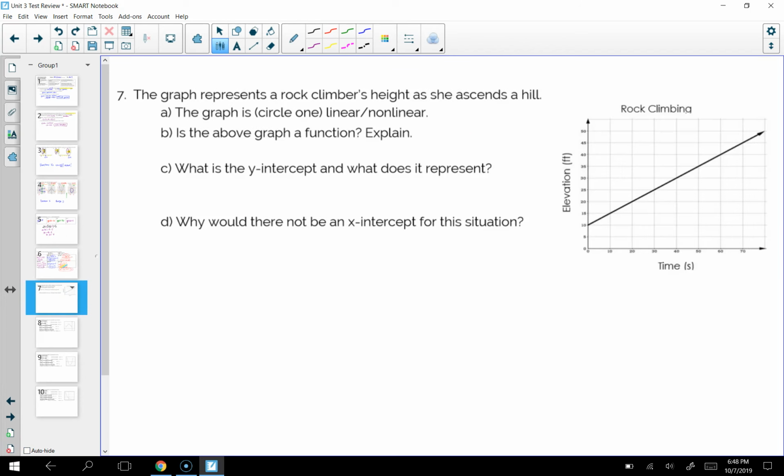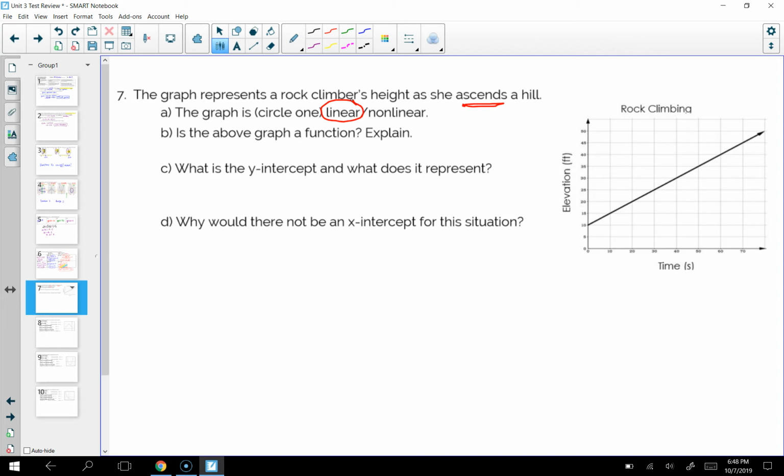Alright, now we're going to get into interpreting our graphs and their features. So here we have a graph that represents a rock climber's height as she ascends a hill. The word ascends means climbing up, which is why our graph is increasing. Is it linear or nonlinear? Meaning, is it a line or not a line? Well, I don't see any curves or turning points. This is definitely a linear graph. It is a straight line.